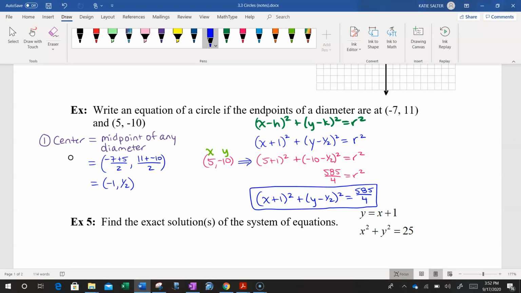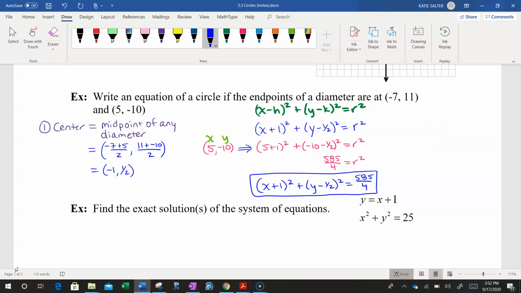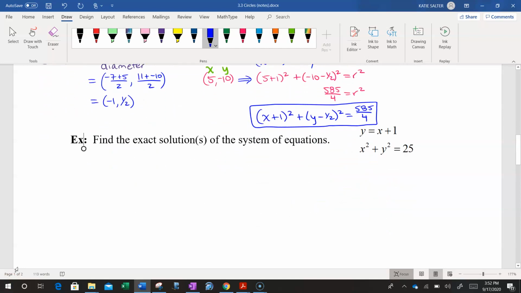The next one says, find the exact solution or solutions of the system of equations. Well, first of all, you want to think about what you have here. You're given an equation of a line and an equation of a circle. And this particular circle, notice it doesn't say something like (x − 3)² or (y + 1)². So what that means is it's centered at the origin.